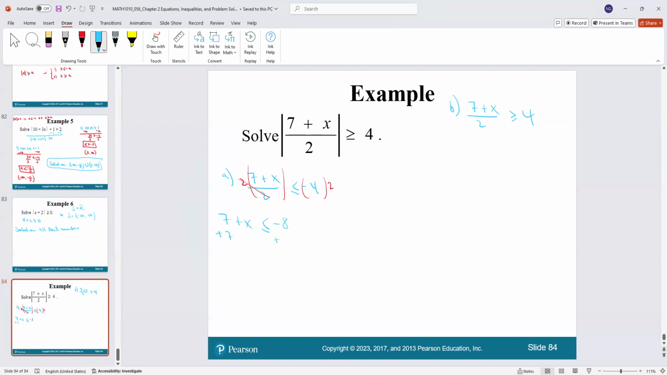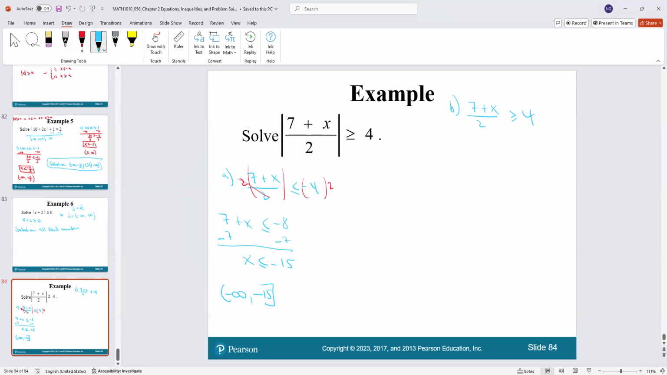If you add 7 to both sides, x would be less than or equal to negative 1. So the solution interval here would be negative infinity, negative 1, with a bracket. Oh my God, we subtract, that's my fault. When we subtract 7 from both sides, this one gives negative 15. So the answer would be negative 15.